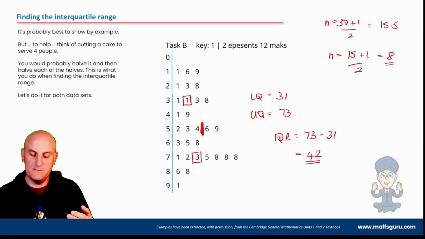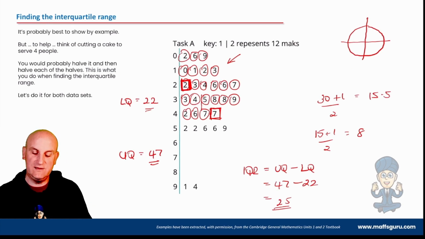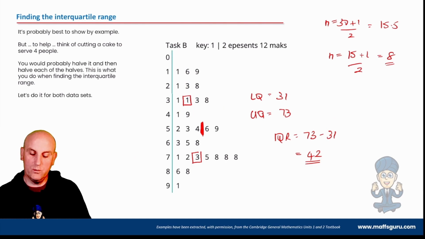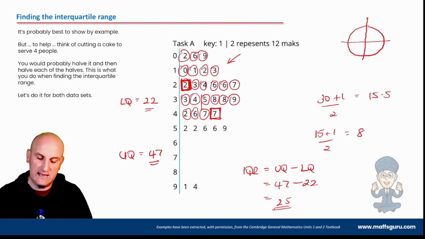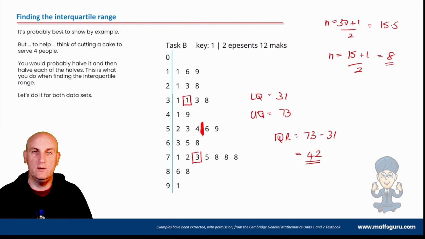Now again, let's compare it. My previous one was 25. This one works out to be 42. So what can we tell? We can say that the middle 50% of task B was much, much higher. The scores of those middle 50% were much, much higher than task A was, which was really quite low. And you could have told that by the way that things were distributed.